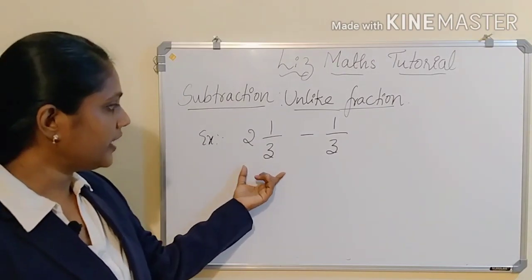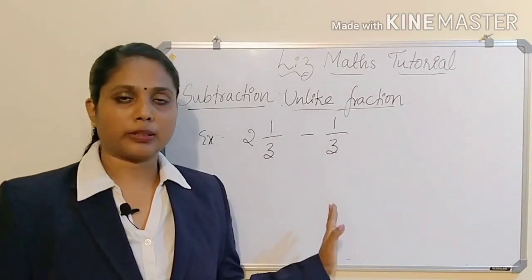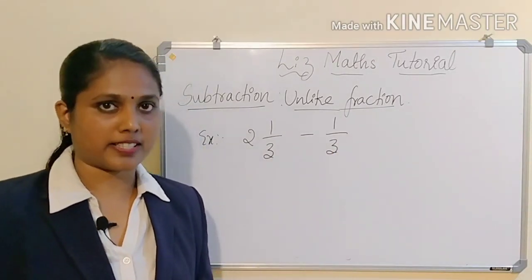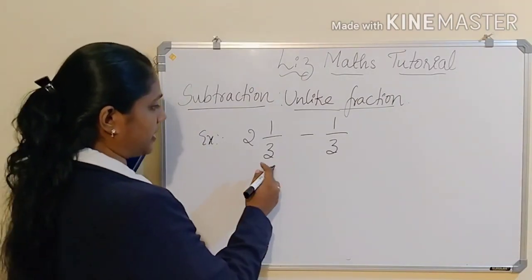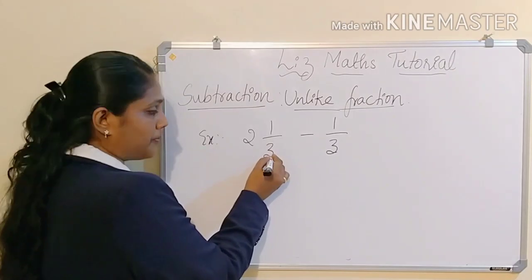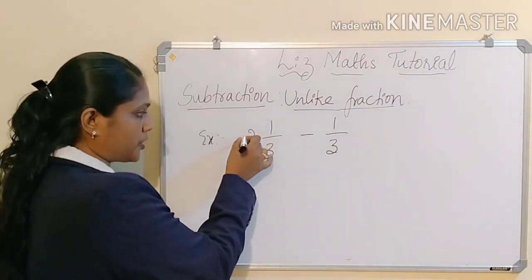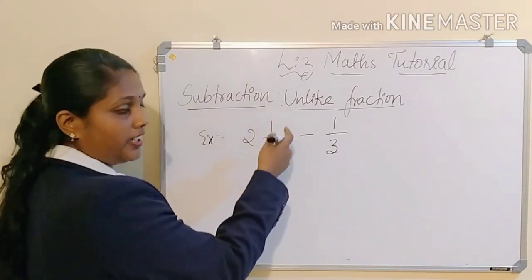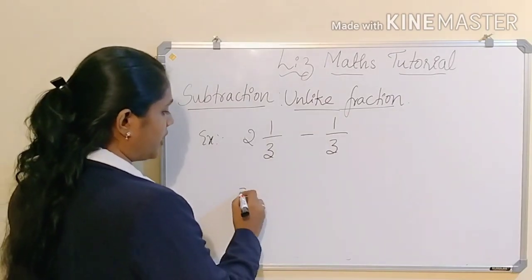Well, after converting only, you have to do the subtraction or addition or whatever it is. Clear? So first, how to convert? In the last video I explained what you have to do: multiply the denominator by the quotient and add the remainder. So what will you do here?